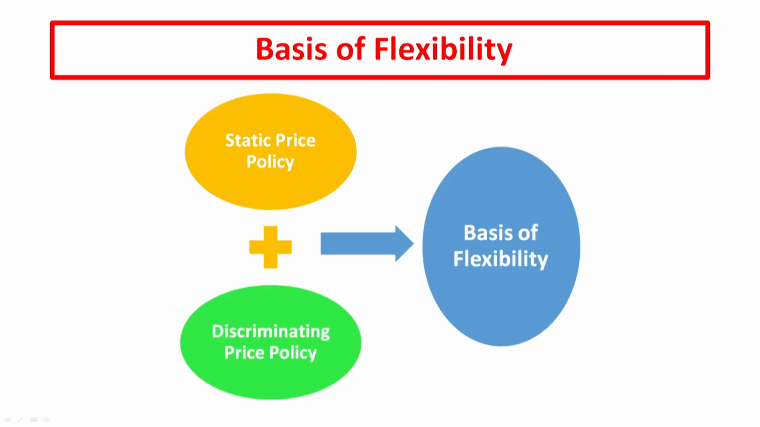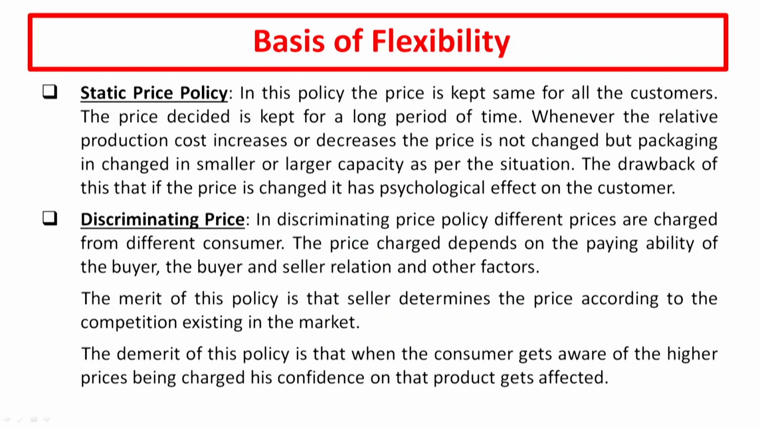So, the first theme is basis of flexibility. You can see on the screen it is divided into 2 components, that is static price policy and discriminating price policy, and flexibility, as you know, is movement of price. So, according to the basis of flexibility, it can be divided into static part as well as discriminating part. We will take both these components, first static price policy.